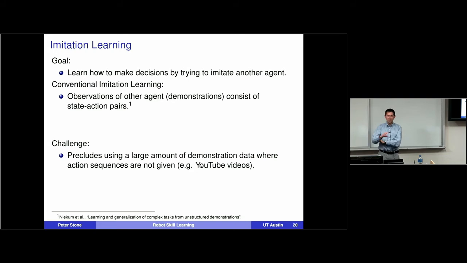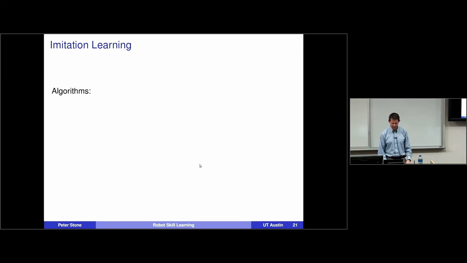Our challenge here is that this precludes using a large amount of demonstration data where you don't know the action sequence. All you do is you observe the state sequence. From YouTube videos, you can see other agents moving, but you don't know what actions they were taking.